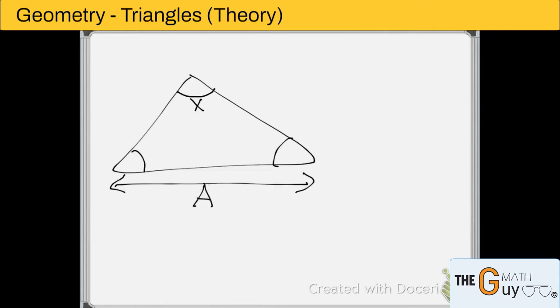So if x is the biggest angle, then a is the biggest side. There is a relation like that. It's not mathematical, but it tells you that if you arrange the three angles in descending order, then their corresponding opposite sides would also be in descending order of length.